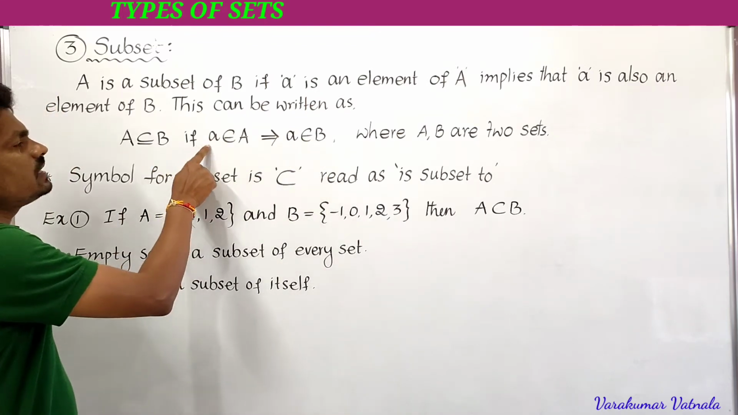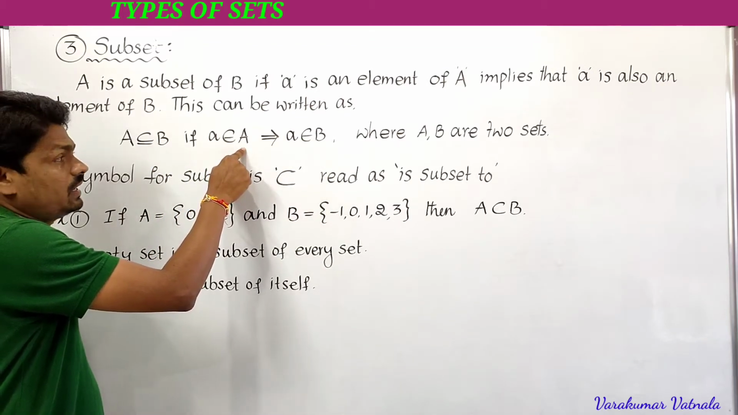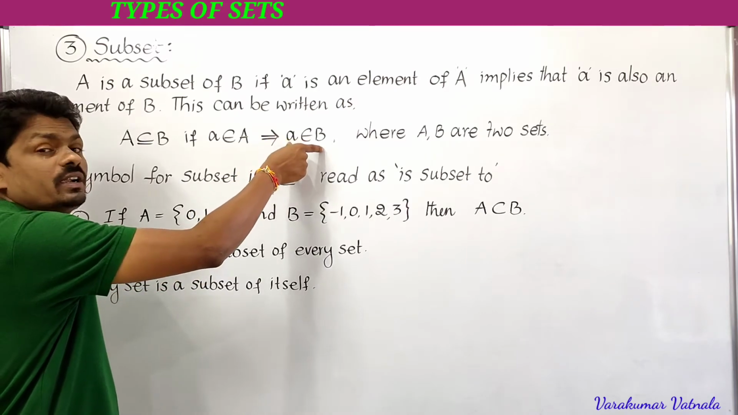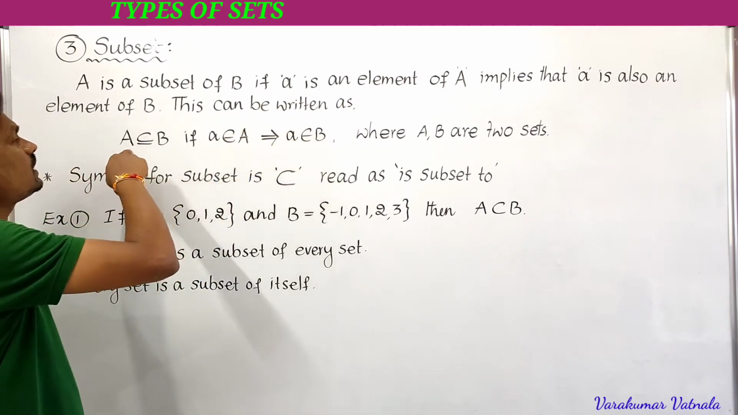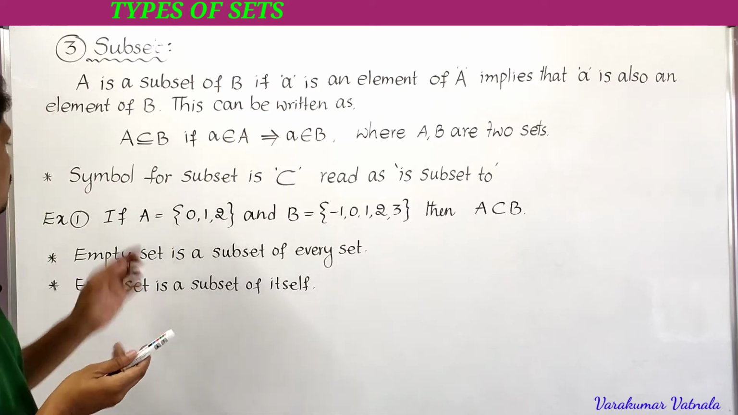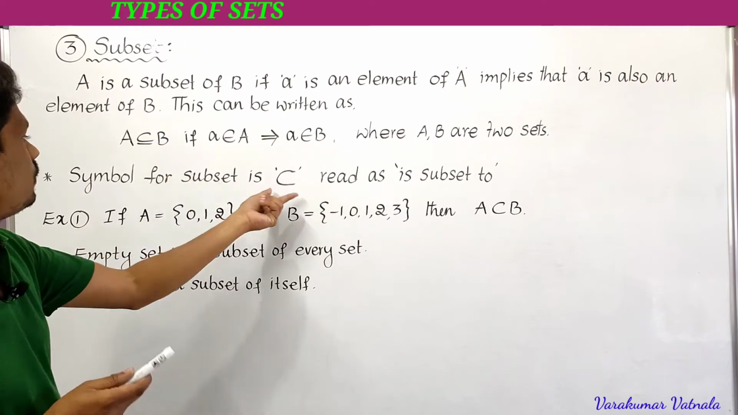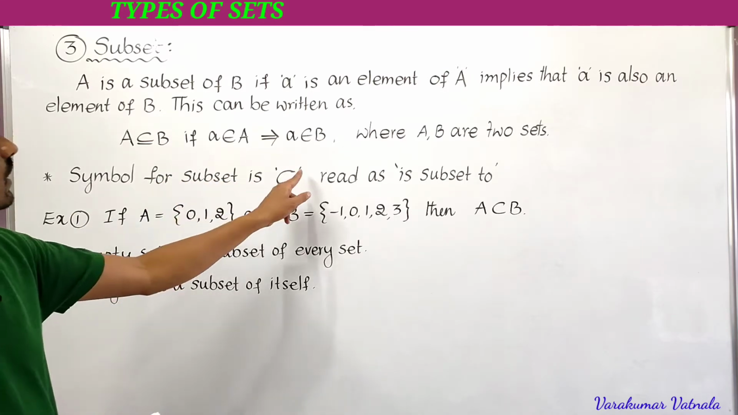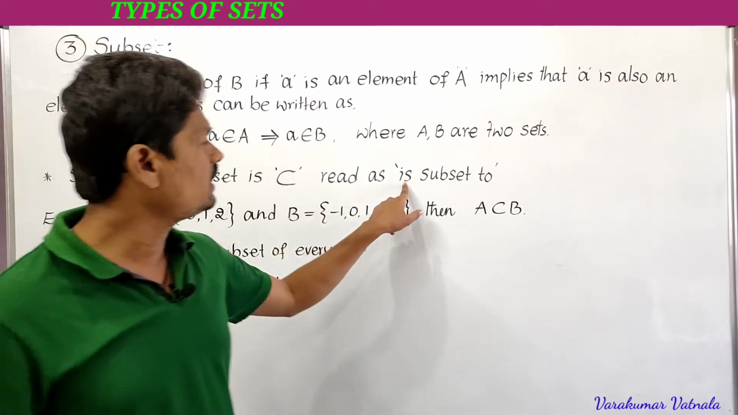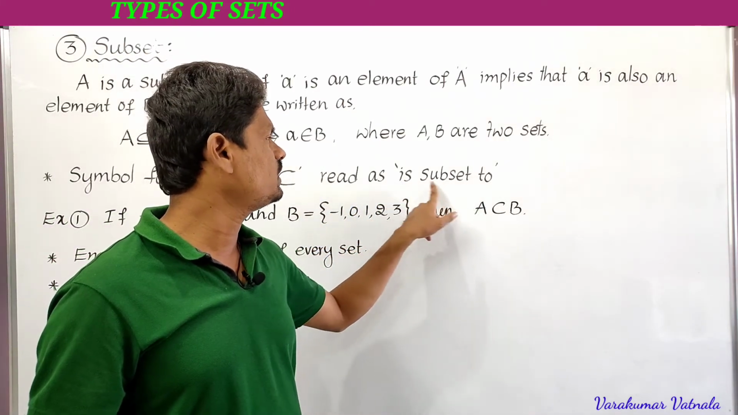If small a is an element of capital A, that implies small a must be an element of capital B, then only we can say A is subset or equal to B. See here, this is the symbol we use. The symbol for subset is this symbol we use to denote subset.